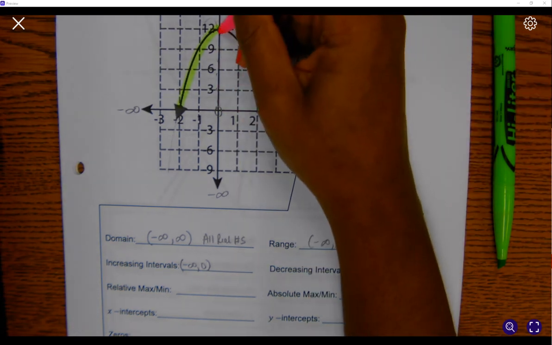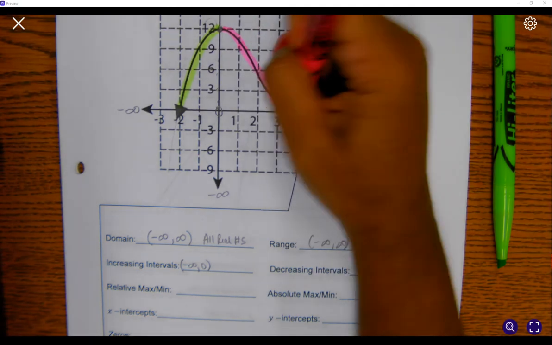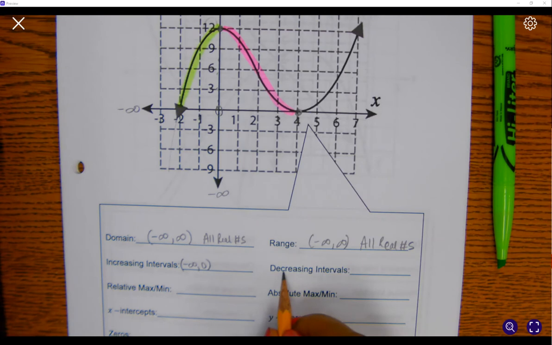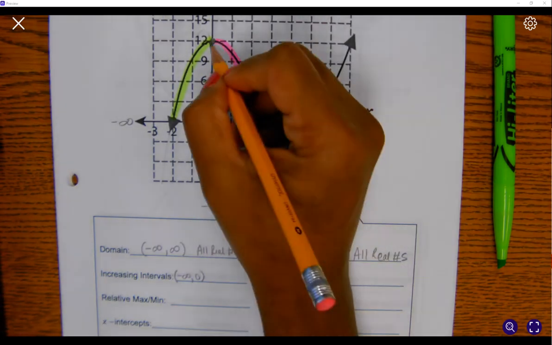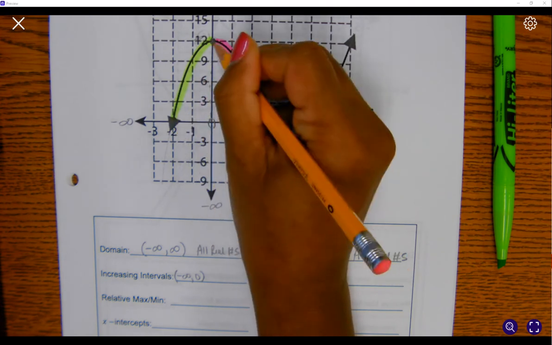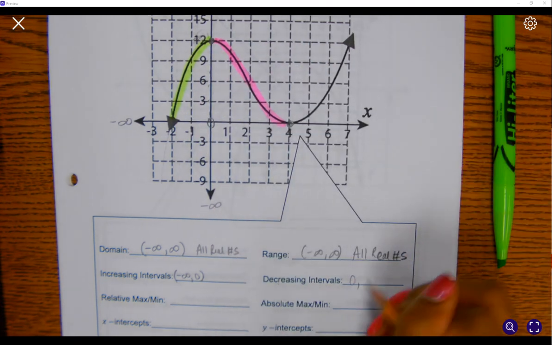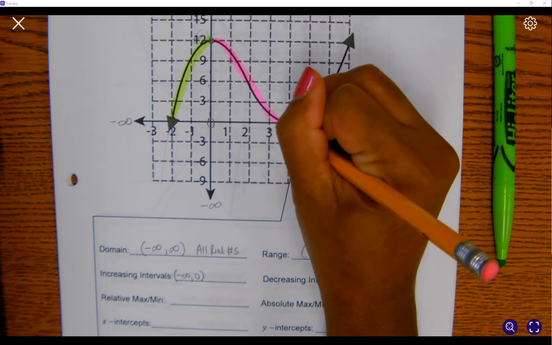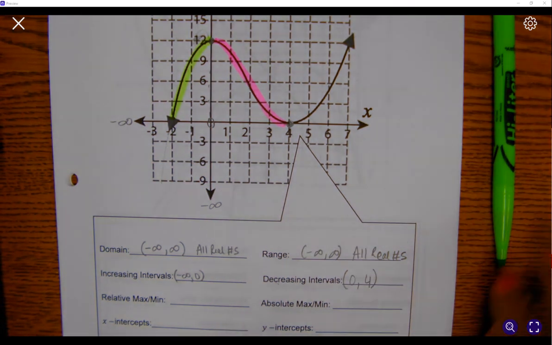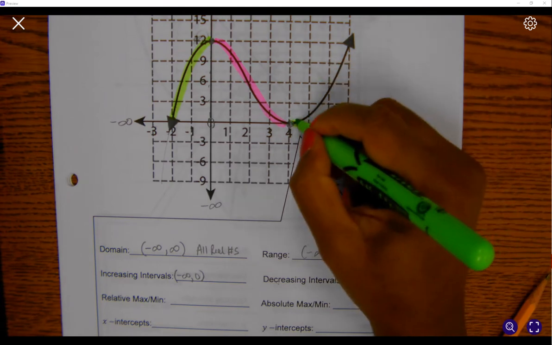It goes down here. It's decreasing. So I'm going to put that over here in this section. So it's decreasing from, again, don't look at the y-axis, only look at the x-axis, from 0 until x equals 4. And then it changes directions and it starts increasing again here.